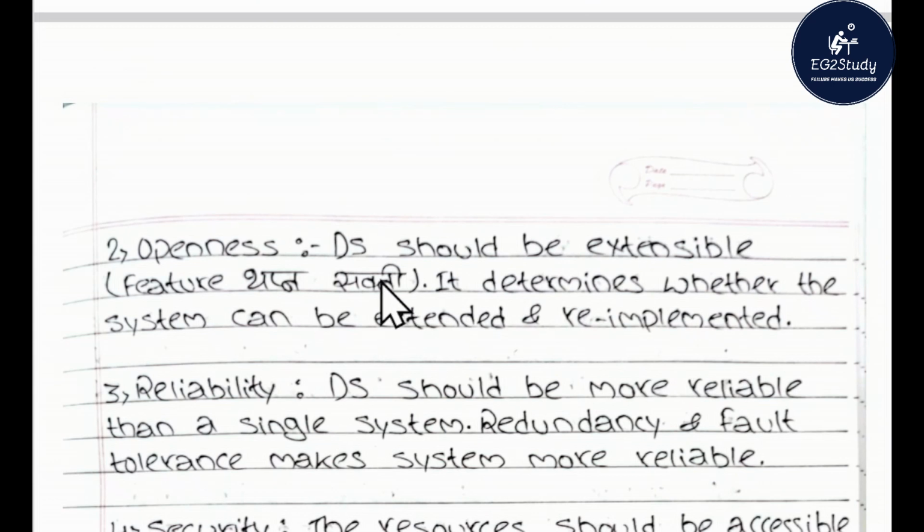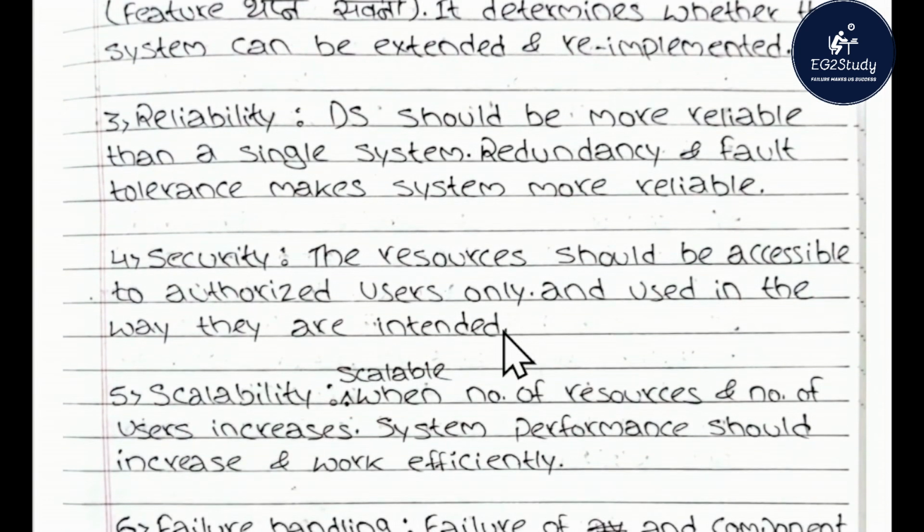Openness. Distributed systems should be extensible. We can add features in the distributed systems. It determines whether the system can be extended or re-implemented. Reliability. Distributed systems should be more reliable than single systems. Redundancy and fault tolerance make the system more reliable.